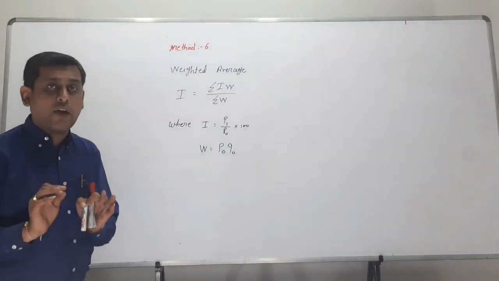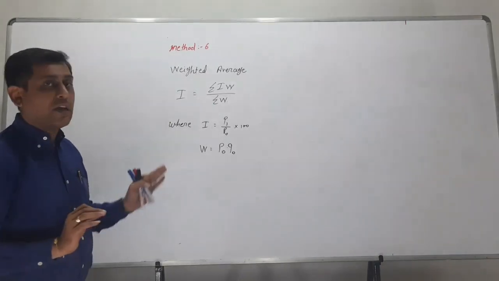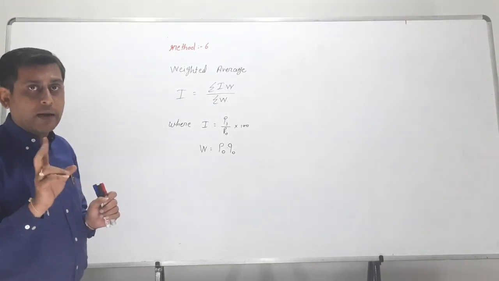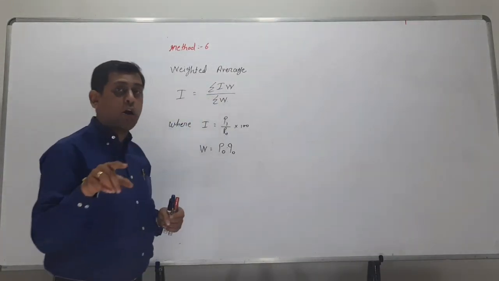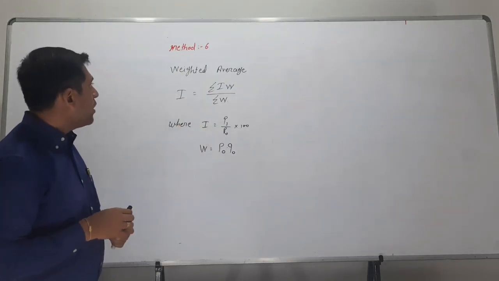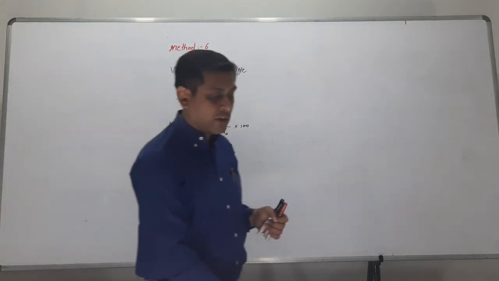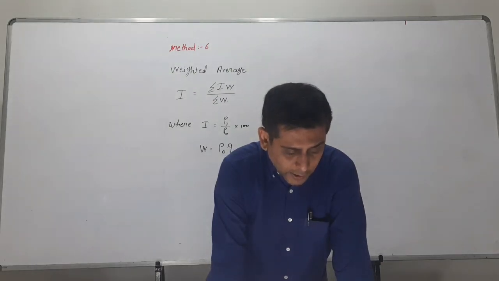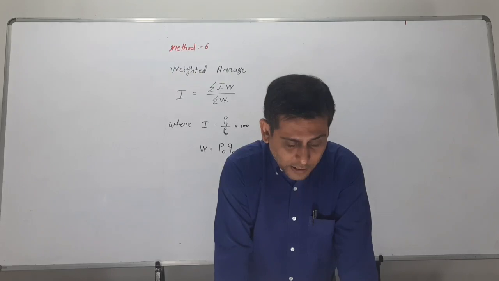If it is specifically said that the index number is given and the weight is given, then you just multiply I and W, that is IW, and the total of that is sigma IW, and the total of the weight is sigma W. So this is our next method, the weighted average method, which is given on page number 20. Okay, now see the next method.